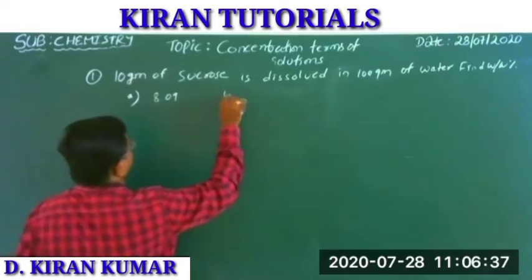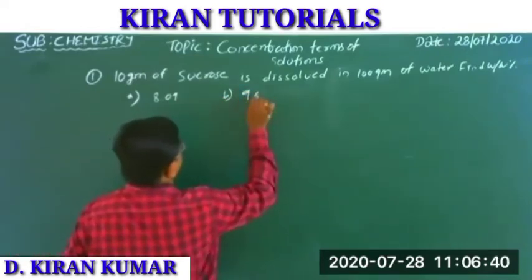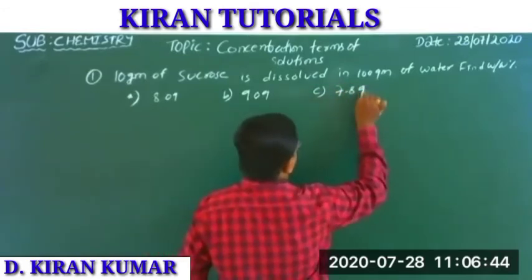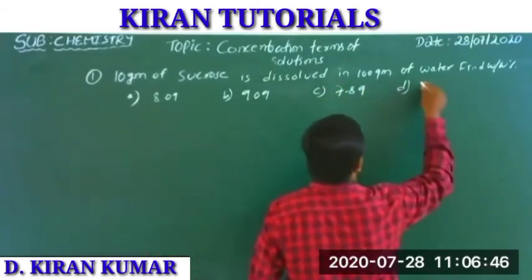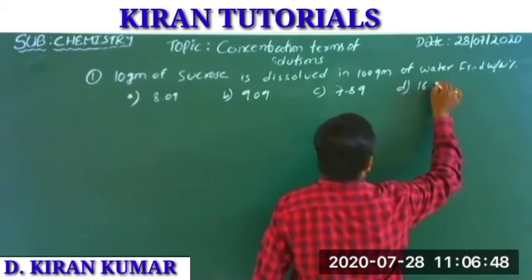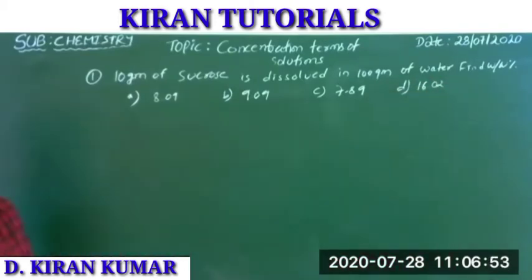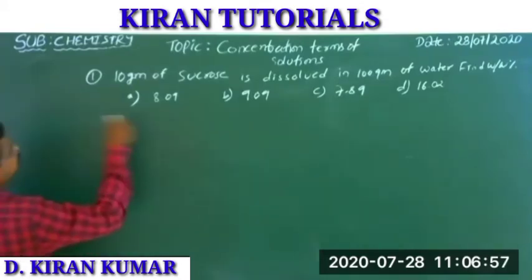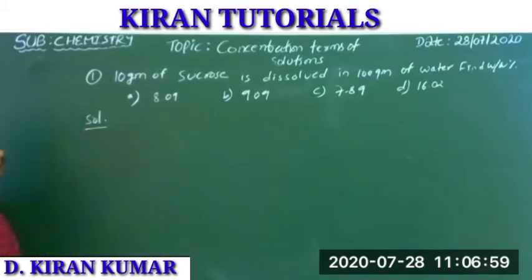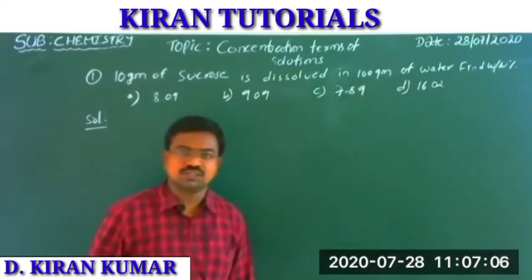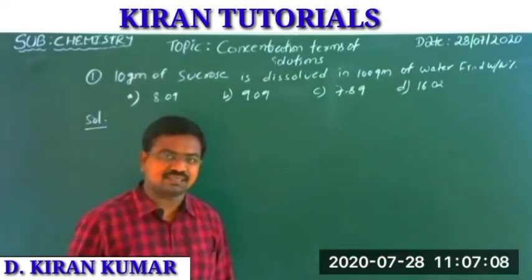A) 8.09, B) 9.09, C) 7.89, D) 16.02. Which option is correct? What is the data from the question? 10 grams of sucrose is dissolved in 100 grams of water. What is the solute? Sucrose. What is the solvent? Water.